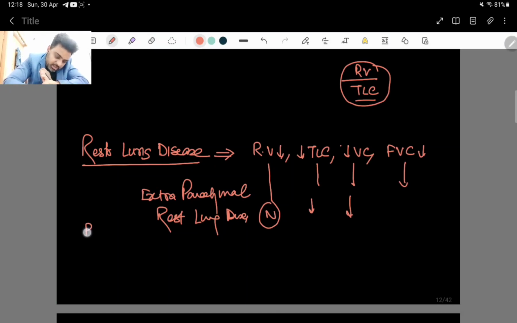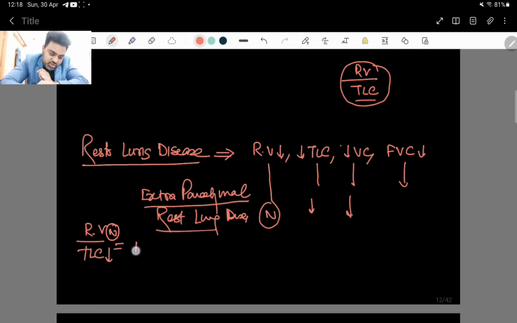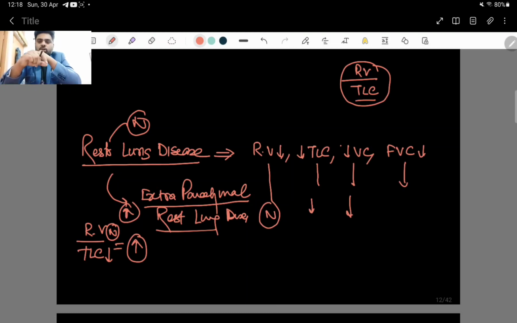So if we calculate residual volume to TLC ratio, what happens in case of the extraparenchymal lung disease? TLC will decrease, but residual volume will be normal. So this ratio will increase. And here this ratio will be normal, and here this ratio will increase. So it is not as good a method as DLCO, but yes, it is one of the methods. We calculate residual volume to TLC ratio, and if it is increased, it is extraparenchymal type of restrictive lung disease, and if it remains normal, then it is an intraparenchymal or parenchymal restrictive lung disease.